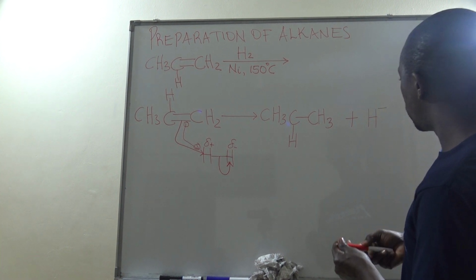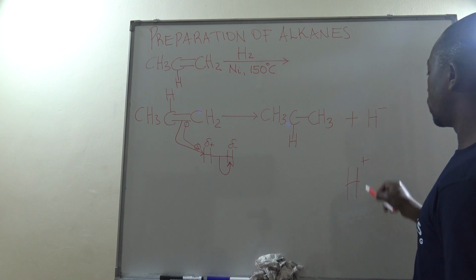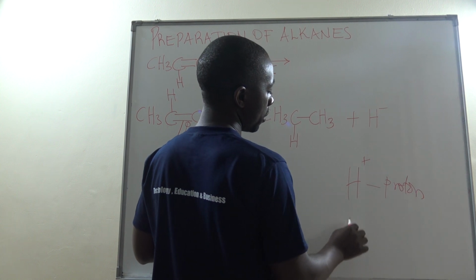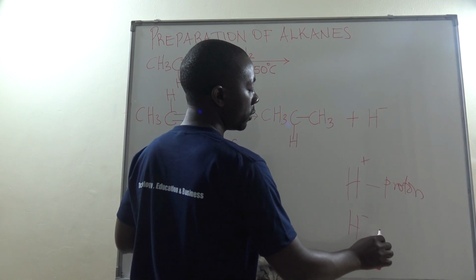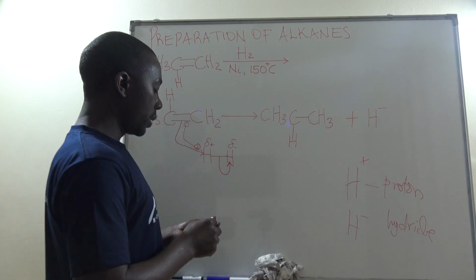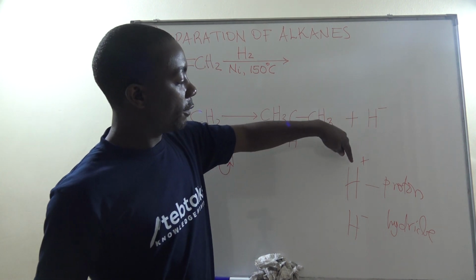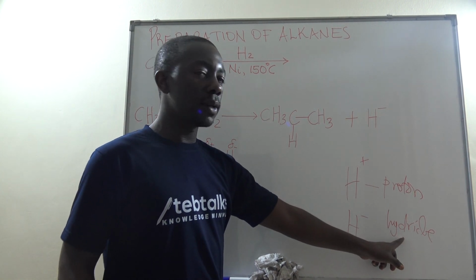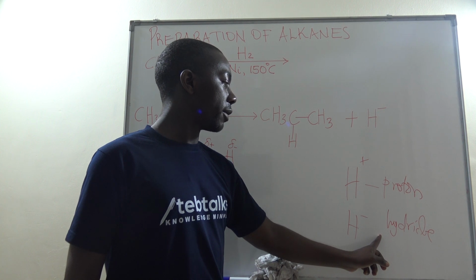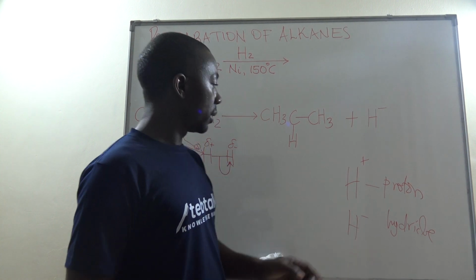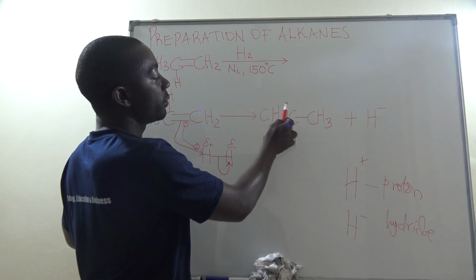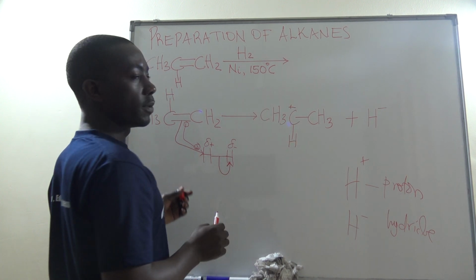Now, a hydrogen, if it is positively charged, that hydrogen ion, we call it a proton. But if it is negatively charged, we don't call it a proton, but we'd rather call it a hydride. Now, a proton is an electron deficient species, while a hydride is an electron rich species. This is an electrophile, while this is a nucleophile. So therefore, it can go ahead and donate electrons. But because when you look at this carbon, it has 1, 2, 3 bonds, it should acquire a positive charge.